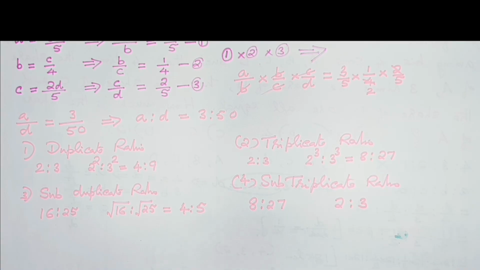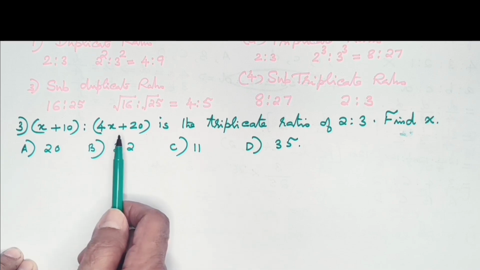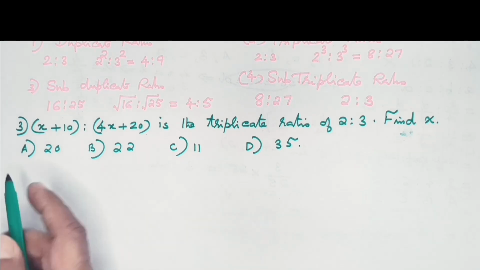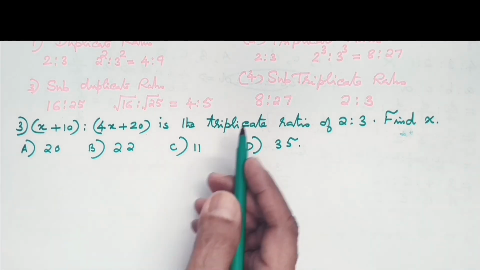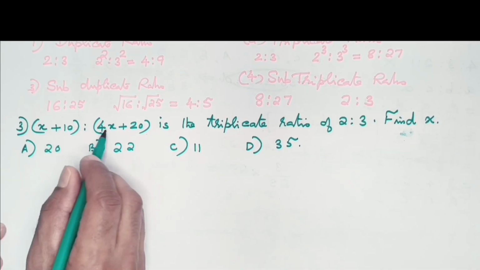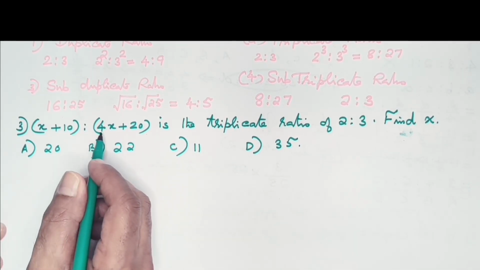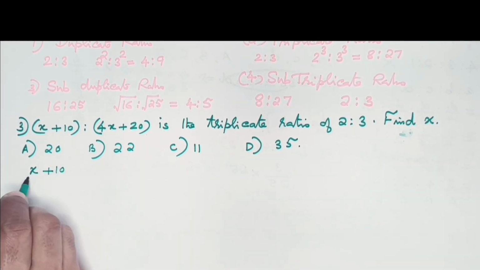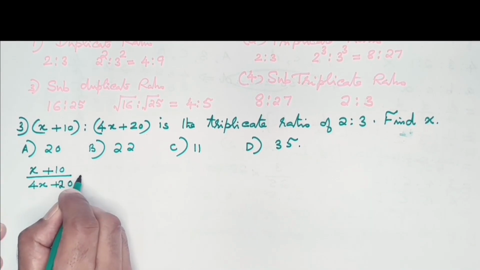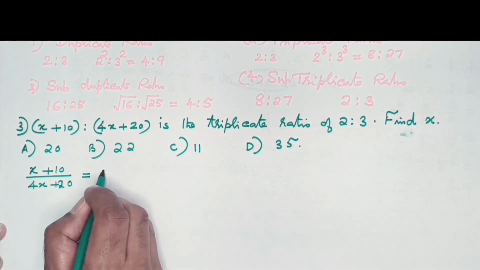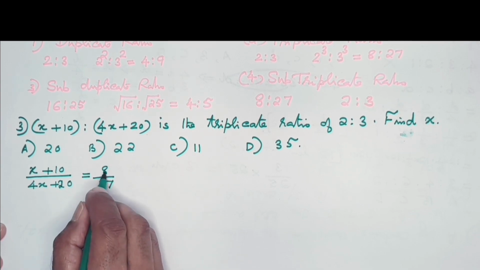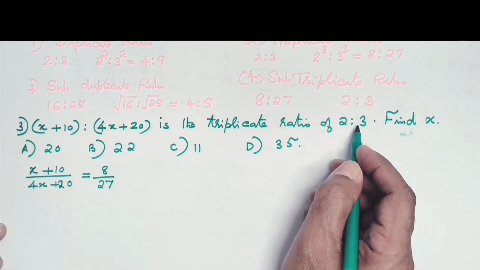Let me work out a simple problem based on this idea. X plus 10 is to 4x plus 20 is the triplicate ratio of 2 is to 3. Find x. These are the options given to you. We will use the basic definition of triplicate ratio. This is a ratio of algebraic expressions, and that is said to be the triplicate ratio of 2 is to 3. That means x plus 10 divided by 4x plus 20 equals triplicate of 2 is to 3. Take cube of 2, which is 8. Cube of 3, 27. So 8 is to 27 is the triplicate ratio of 2 is to 3.